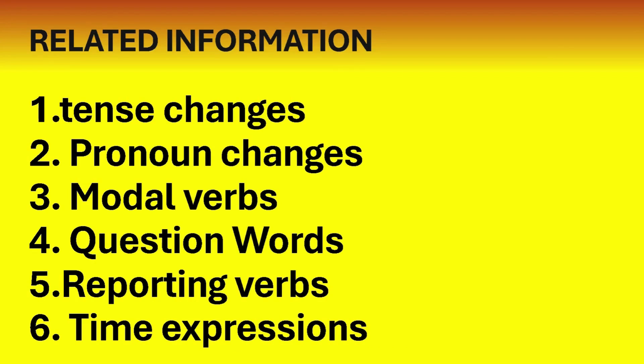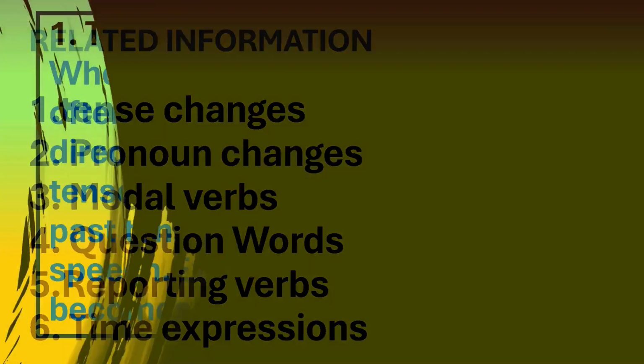Now, we need to know about the related information about how the sentences change from direct to indirect and indirect to direct. There are some changes that occur from one sentence to another. The first one is tense changes. Second point, pronoun changes. Third point, modal verb changes. Fourth point, question words changes. Fifth point, reporting verbs. And the sixth point is time expressions. We will see one by one.